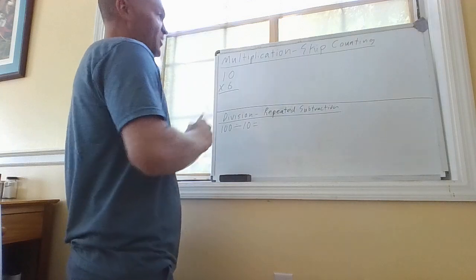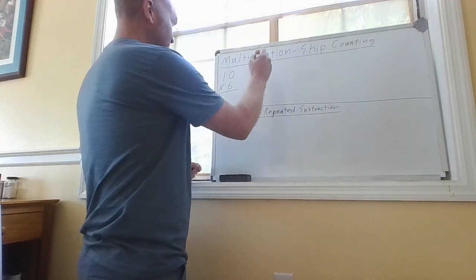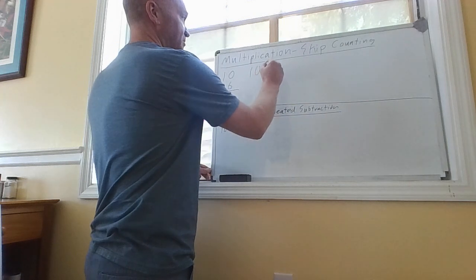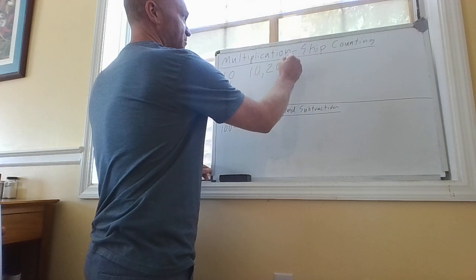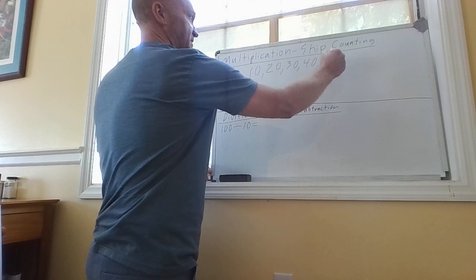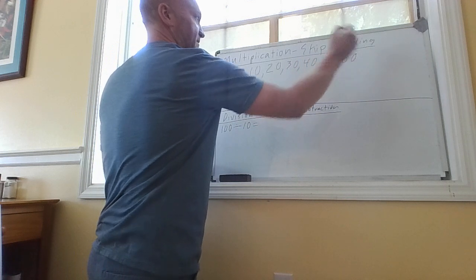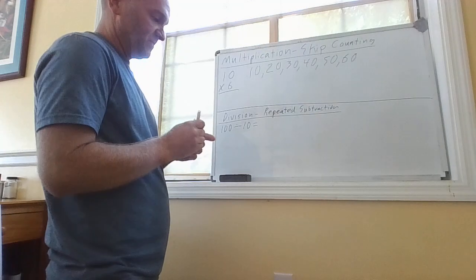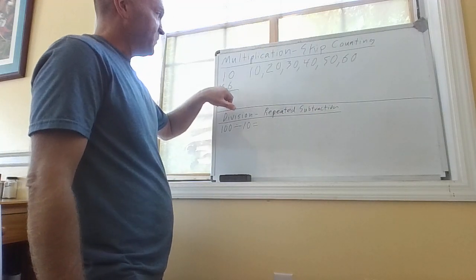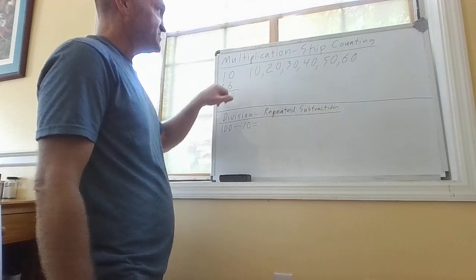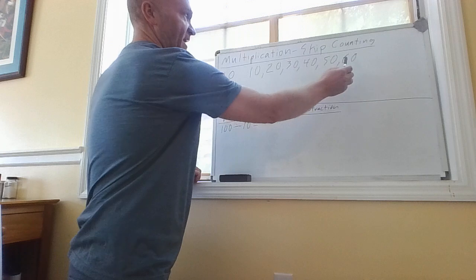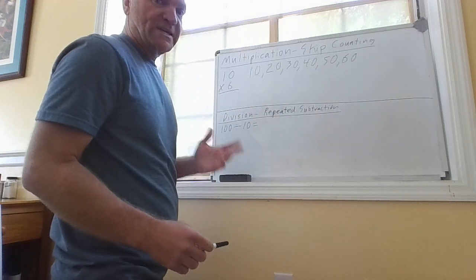multiplicand. So I'm going to start with 10. 10, 20, 30, 40, 50, 60. Now I stopped at 60 because we only need to count the number of times that we have for the multiplier. So I have 6. So I've got 1, 2, 3, 4, 5, 6. And that gives me 60.